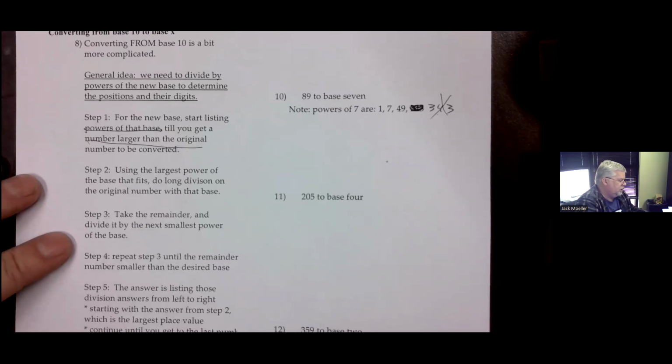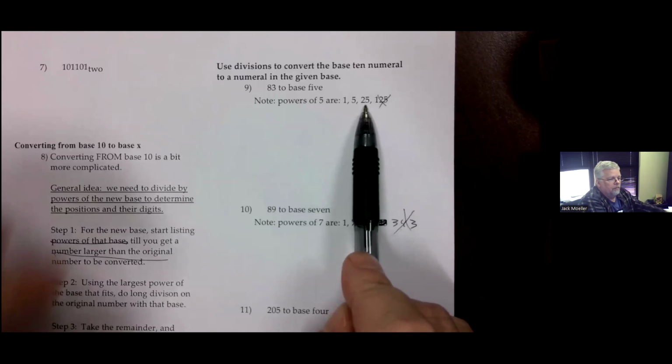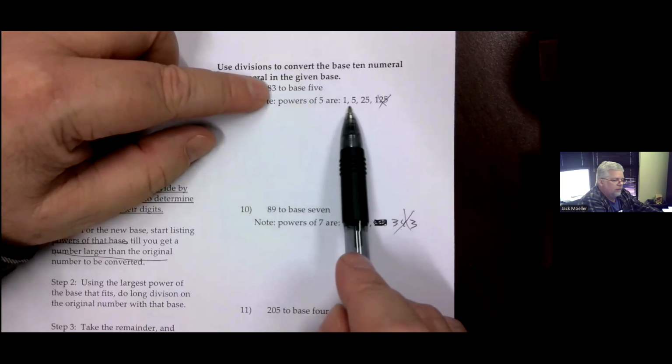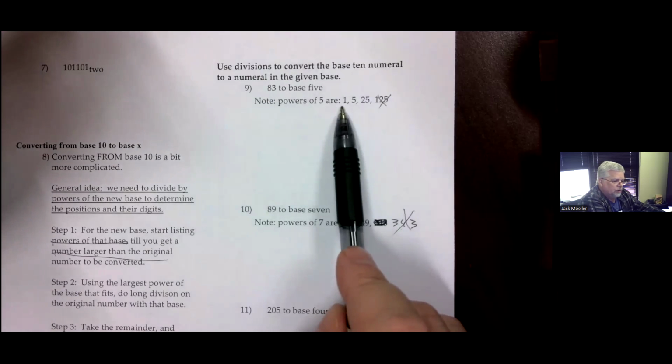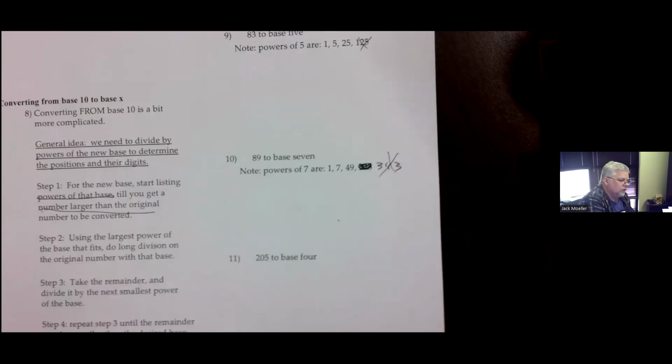That's what step 3 is saying. Step 4, repeat step 3 until the remainder number is smaller than the base. So what we're going to do is take number 9, we're going to divide 83 by 25. The remainder we get, we're going to divide by 5. We're going to get another remainder. We're going to divide that by 1, and then we're done, because we don't have anything smaller than 1, because we're not dealing with decimals.